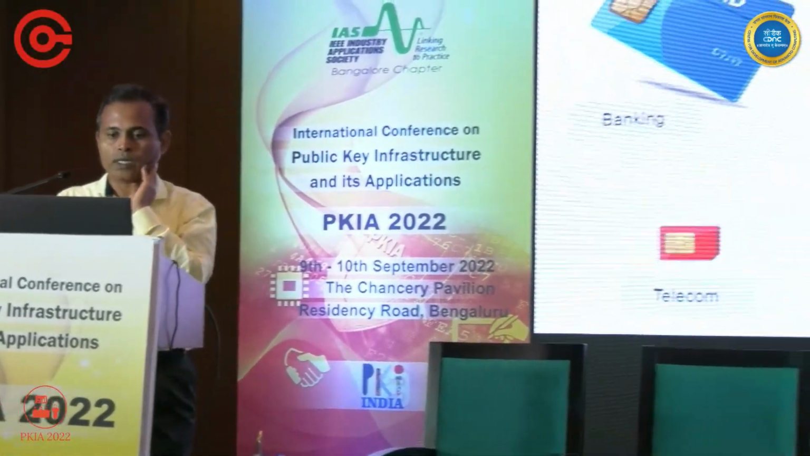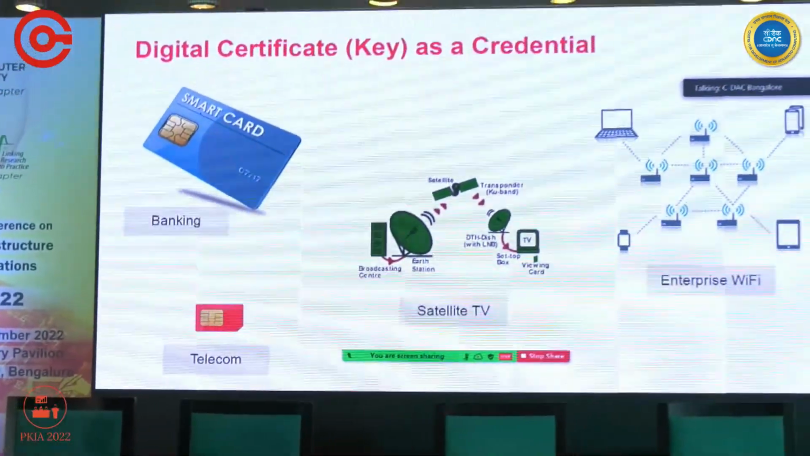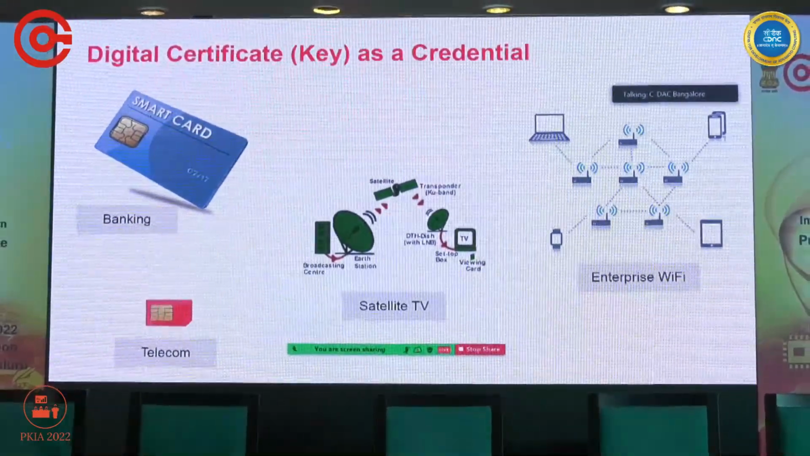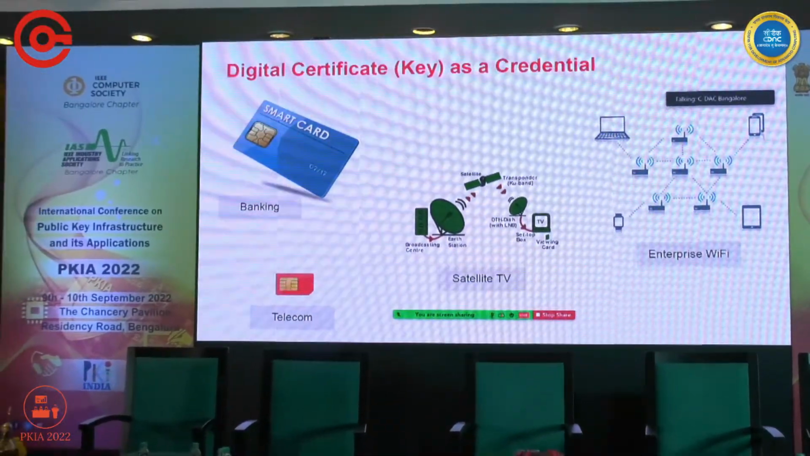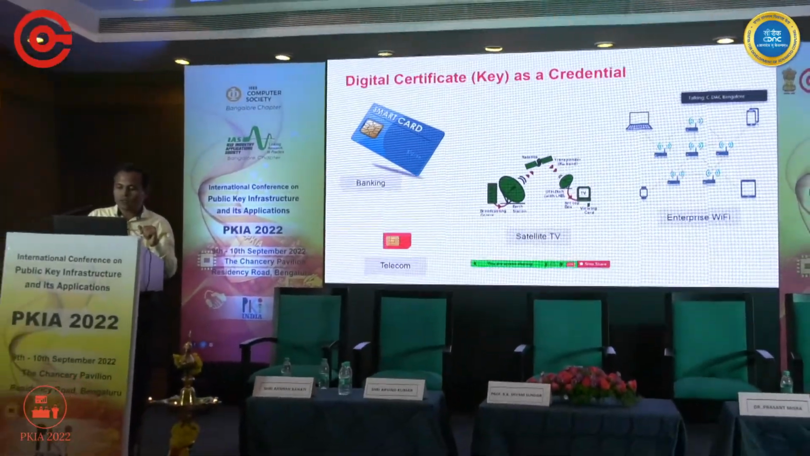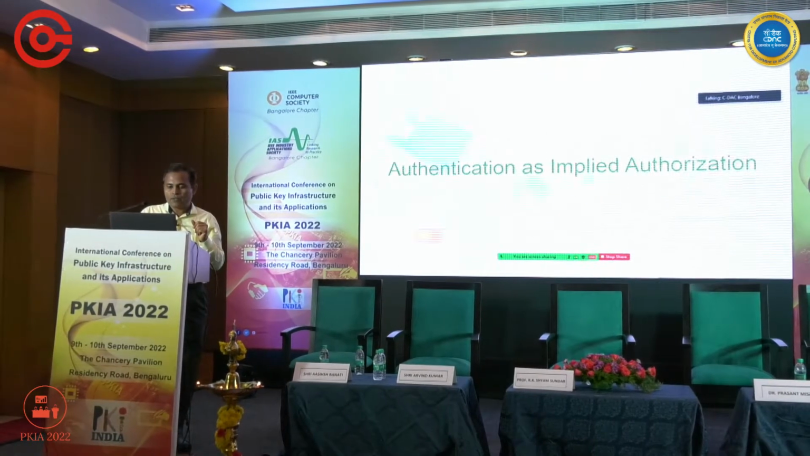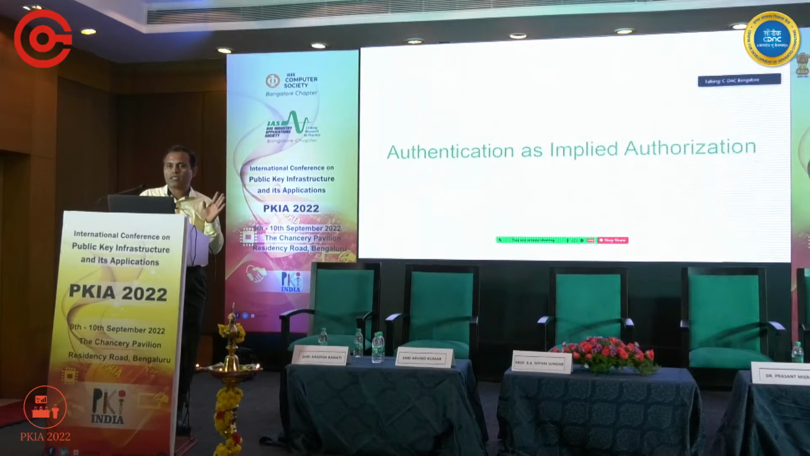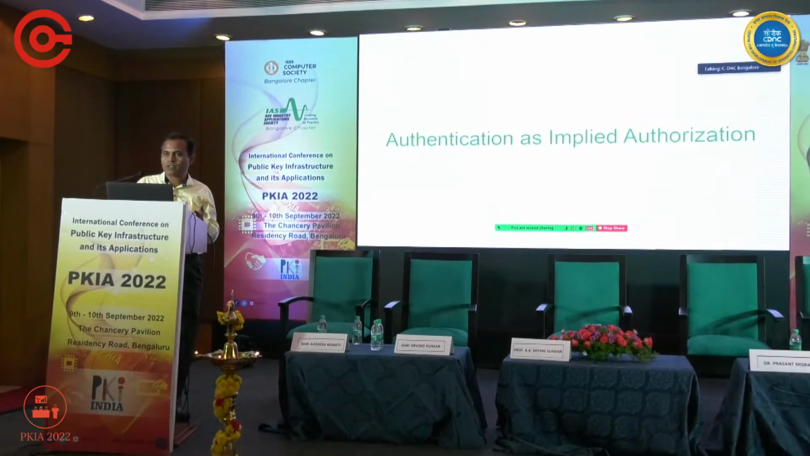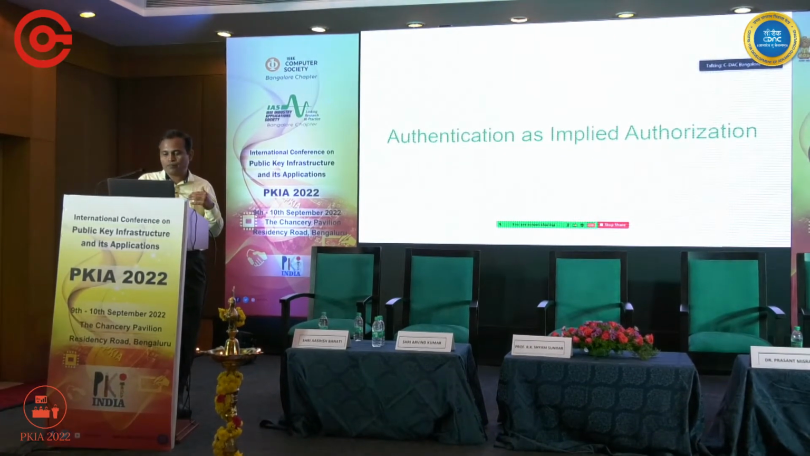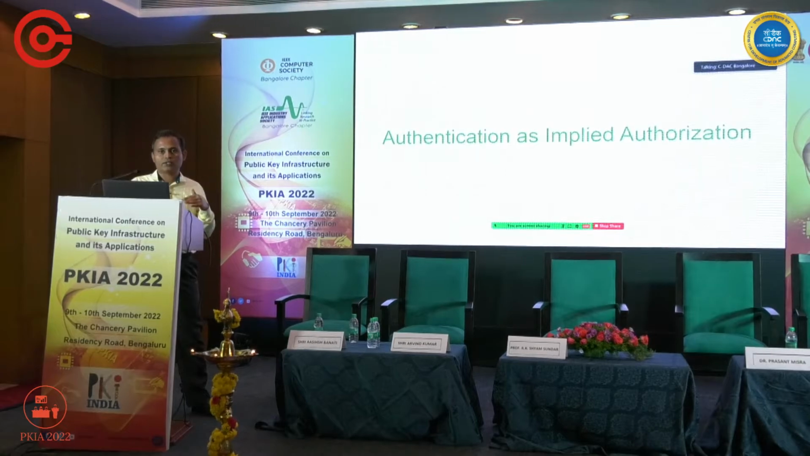They are also at global scale, like banking, where MasterCard and Visa are root CAs, telecom, satellite TVs, and enterprise Wi-Fi. So these are instances of X509 PKIs that are in practice. And with these examples, I want to highlight that authentication is used as an implied authorization. If you have this, you are authorized to do that, things like this. So the role of PKI has moved from authentication towards authorization in certain use cases.